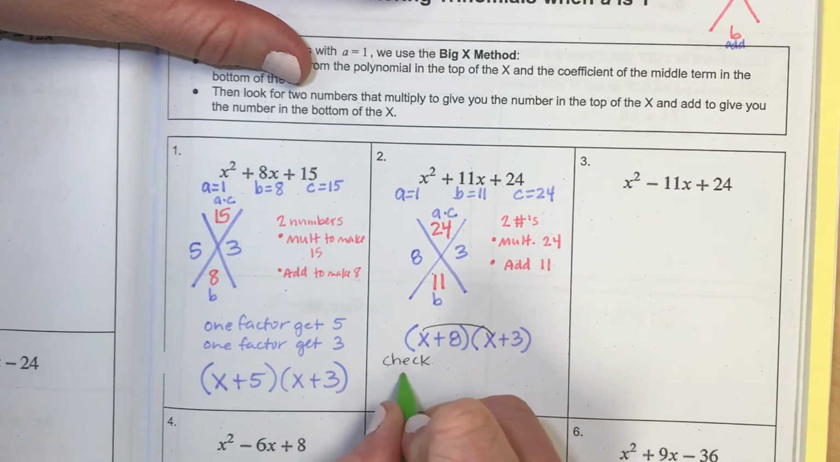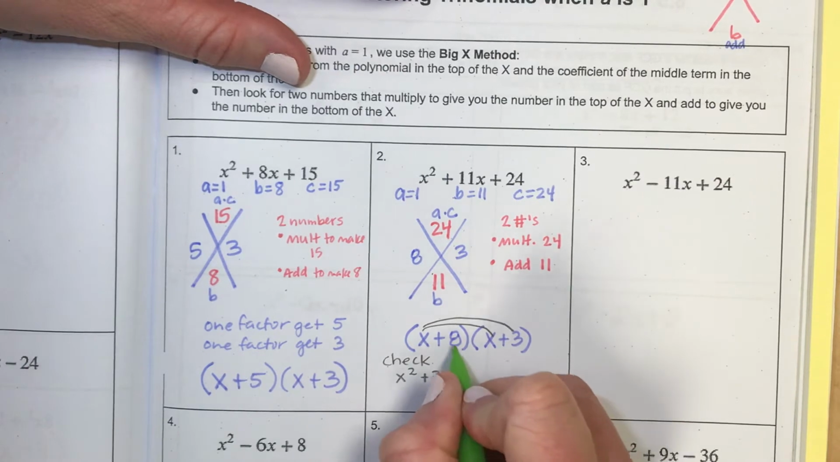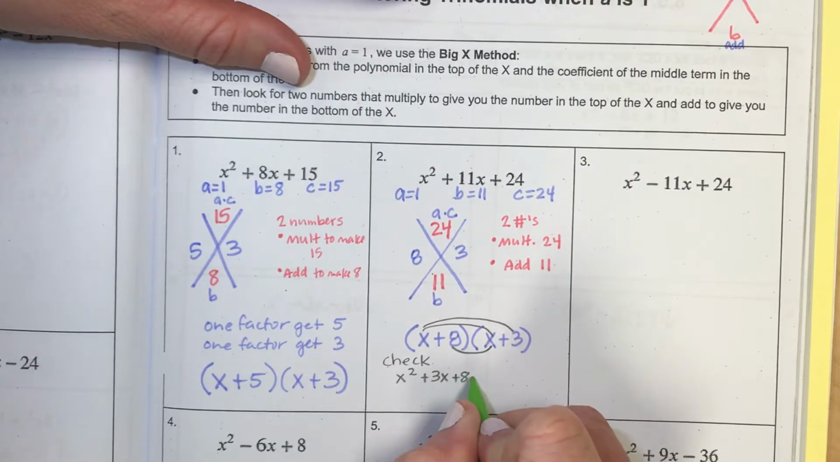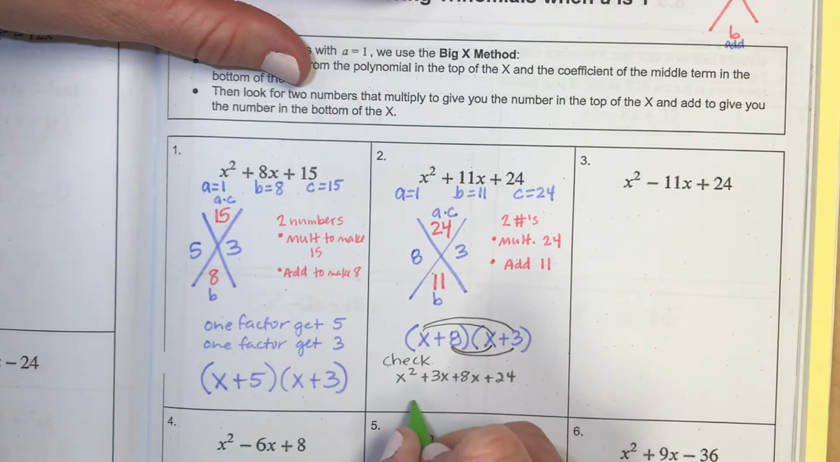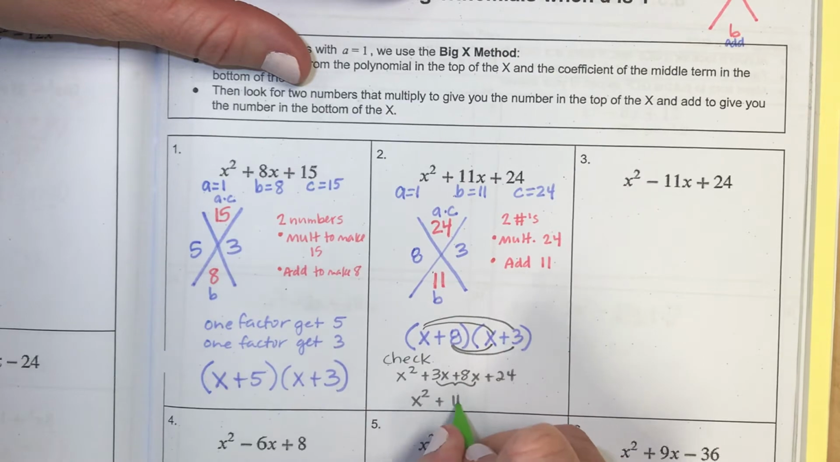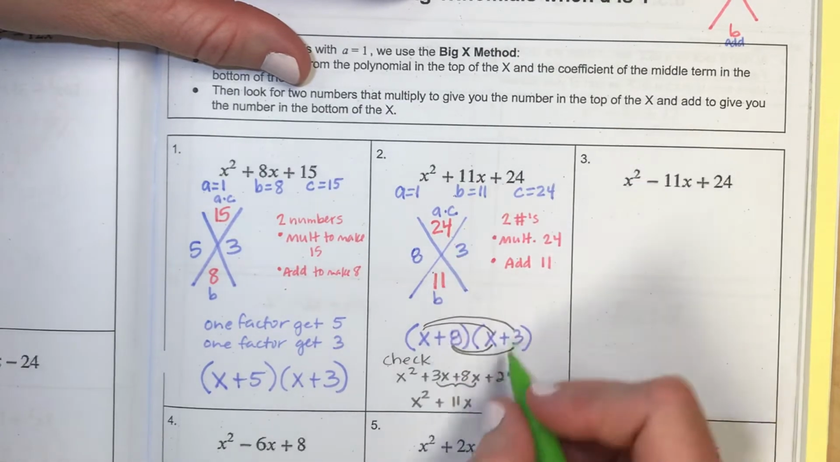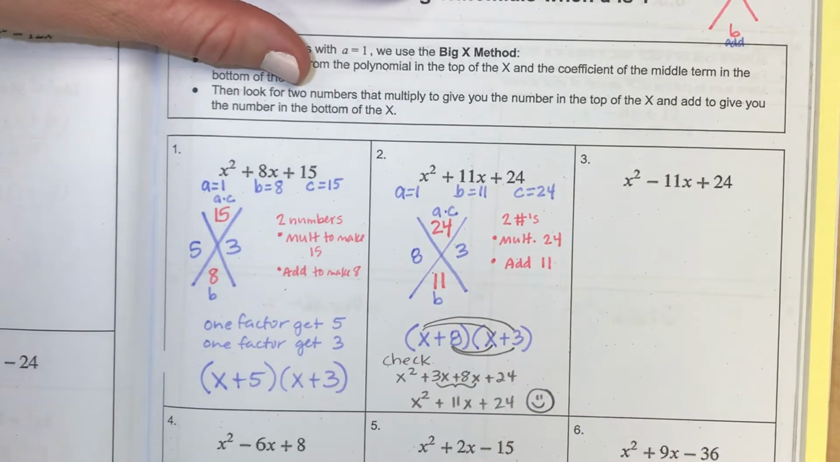x times x gets you x squared. X times 3 gets you 3x. 8 times x gets you 8x. And 8 times 3 gets you 24. And if you combine your middle terms, we will get the polynomial that we started with, which is x squared plus 11x plus 24. Isn't that so cool? I think it's so cool.